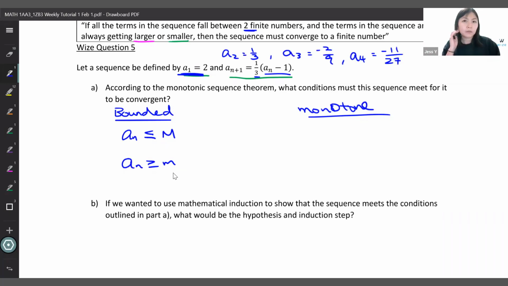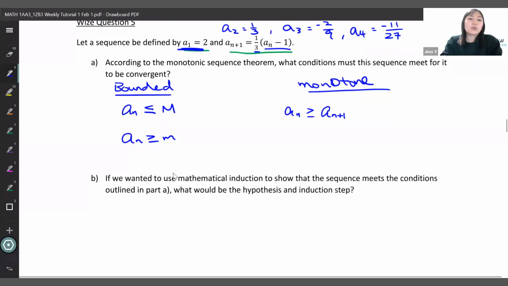Check that out. But we can see that these numbers are getting smaller and smaller and smaller. They're getting more and more negative. So this sequence is going to be monotonically decreasing. For it to be decreasing, that means that my a(n+1) term is going to be less than or equal to my a_n term. I'm just going to write it like that so that it's in the order that we're used to seeing. Okay. So those are the two conditions that must be met.